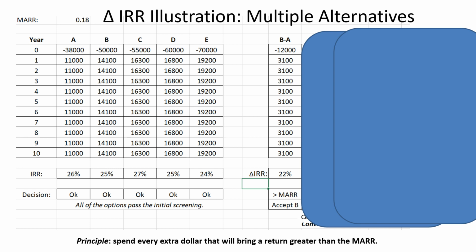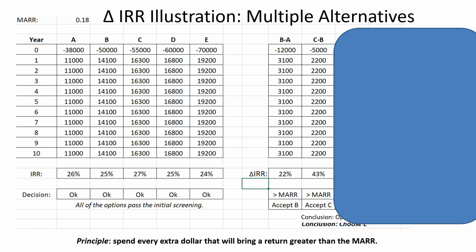So my next comparison is going to be C versus B. I don't have to do a comparison of C versus A because A has already been replaced. In the matchup of B versus A, B was the victor of that comparison. So the next matchup is C versus B. So the increment is the cost of option C minus the cost of option B. So I'll find the incremental cost, the incremental revenue. The rate of return on the increment is 43%. That's greater than the MAR. So that leads me to believe that I should choose option C.